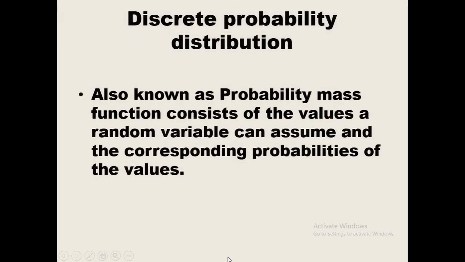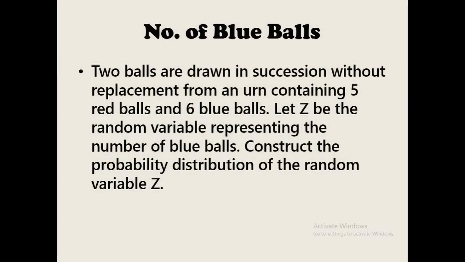Discrete probability distribution, also known as probability mass function, consists of the values a random variable can assume and the corresponding probabilities of the values. Number of blue balls. Two balls are drawn in succession without replacement from an urn containing 5 red balls and 6 blue balls. Let z be the random variable representing the number of blue balls. Construct the probability distribution of the random variable z.